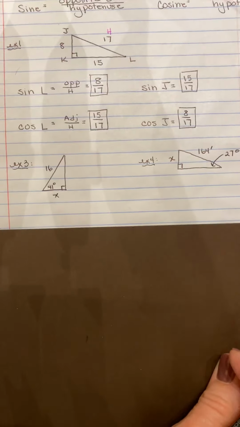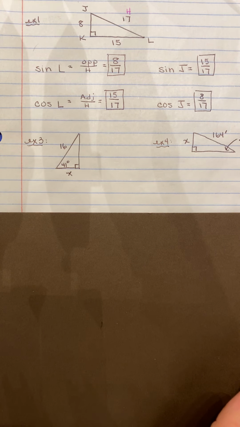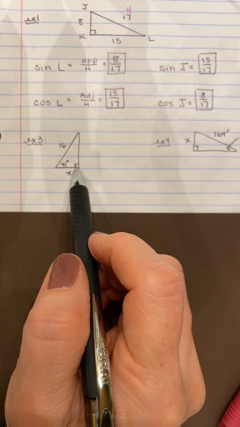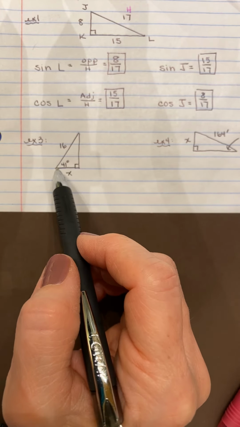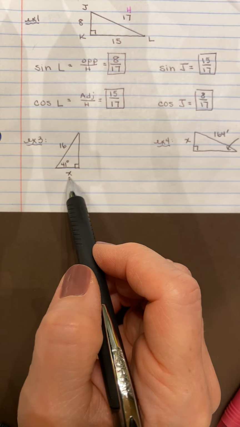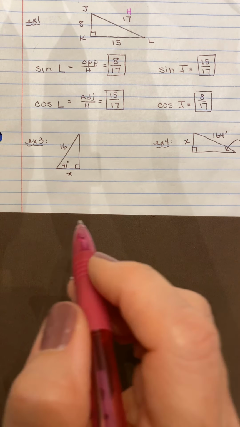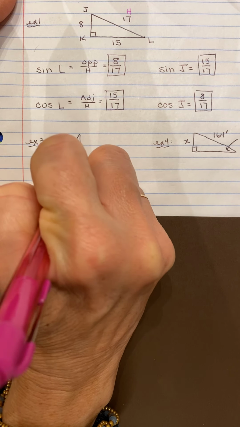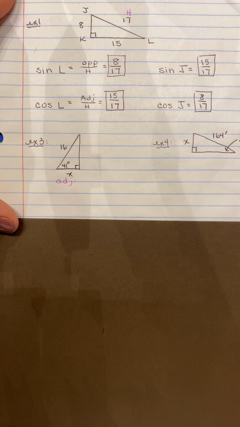All right, how do we use this? Well, let's look at example 3. We have a right triangle. We have an angle. We know the hypotenuse is 16, and we want to find what side. What side is this with respect to 41? Is it opposite or adjacent? I hope you all think it's the adjacent.